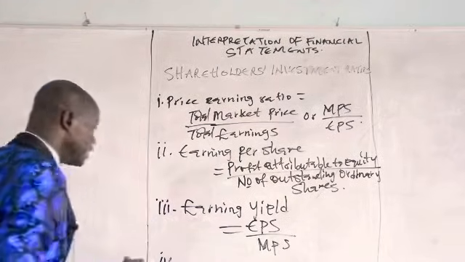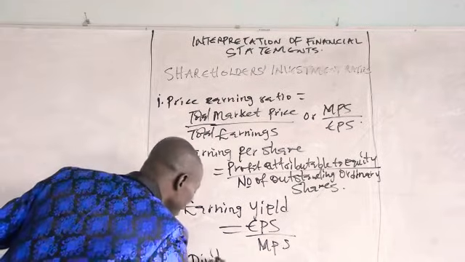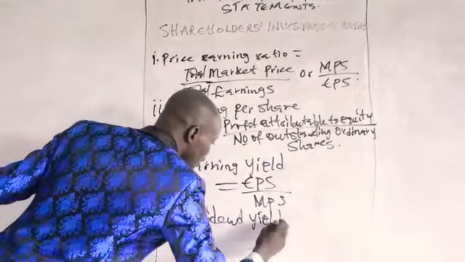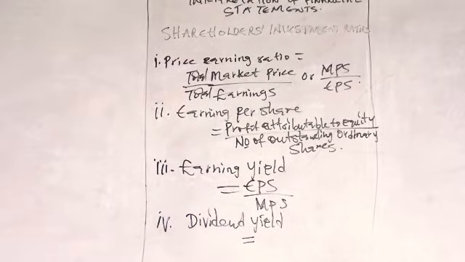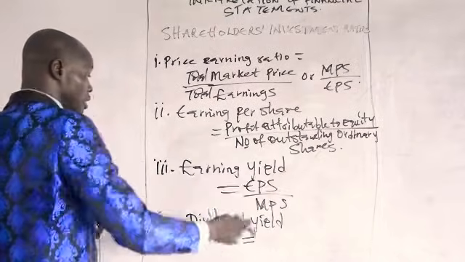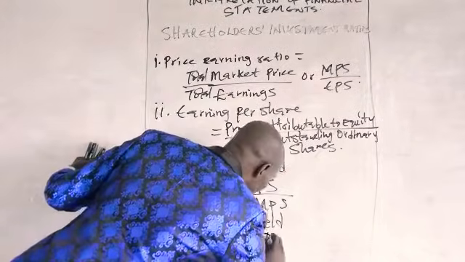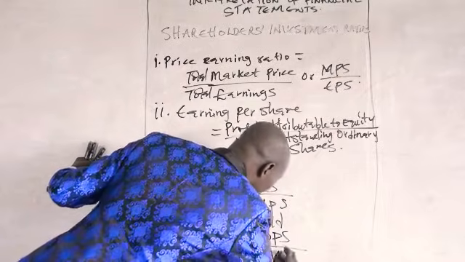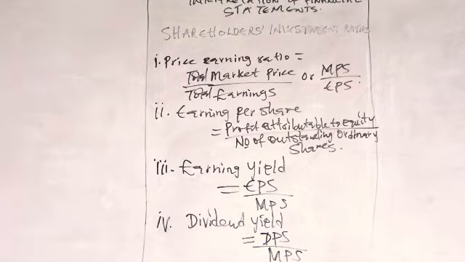Then dividend yield. All these are shareholders' investment ratios. This is synonymous to earning yield, only that the numerator will be dividend instead of earnings: dividend per share over market price per share, or total dividend over total market price. Dividend yield is the returns a shareholder is currently expecting on the shares of the company.